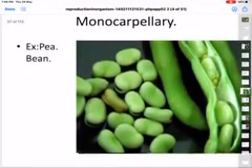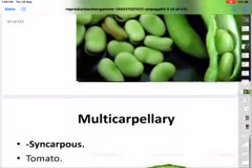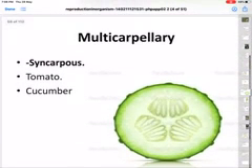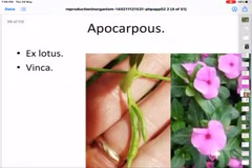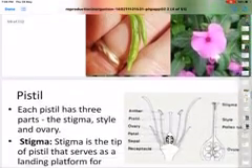And you can see the monocarpellary. Mono means one carpel. Example, pea, beans. And then multicarpellary, where it is syncarpous, it is fused. Tomato and cucumber. In apocarpous, of course, we have examples like lotus and vinca.